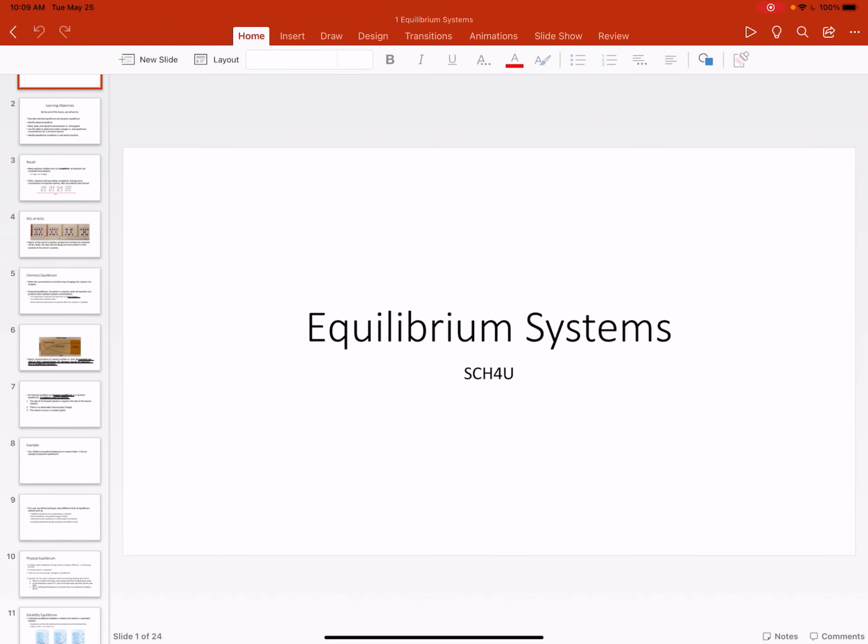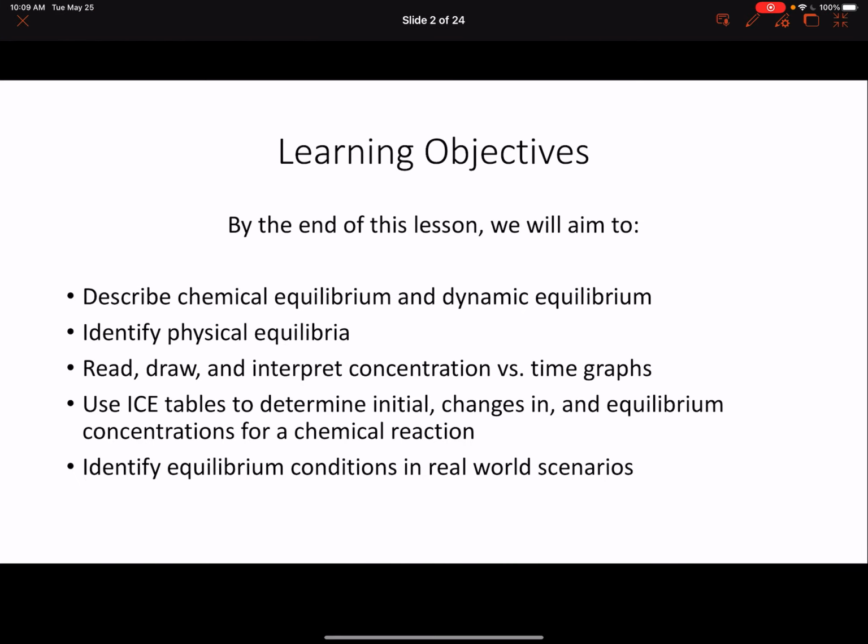Hi there, everyone. This will be a short review, relative to the length of the PowerPoint, of the terms that introduce what an equilibrium system is. So we'll get right into it.